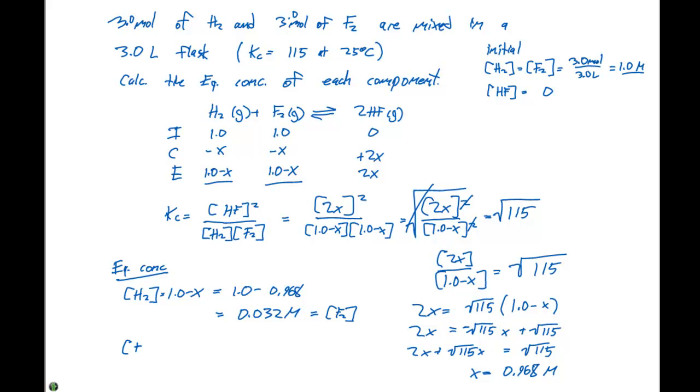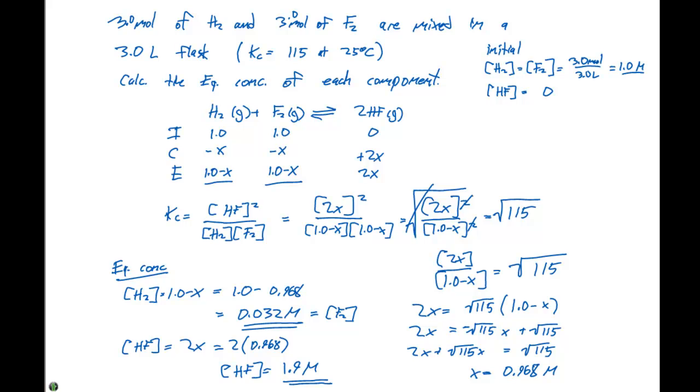The concentration of HF at equilibrium is going to be 2x, which is going to be 2 times 0.968. So our concentration of HF is going to end up being 1.9 molar.